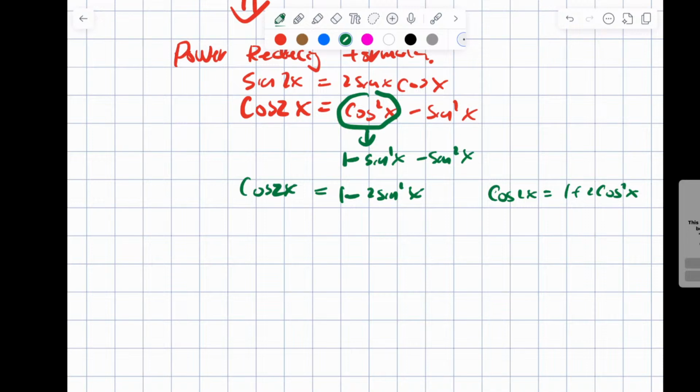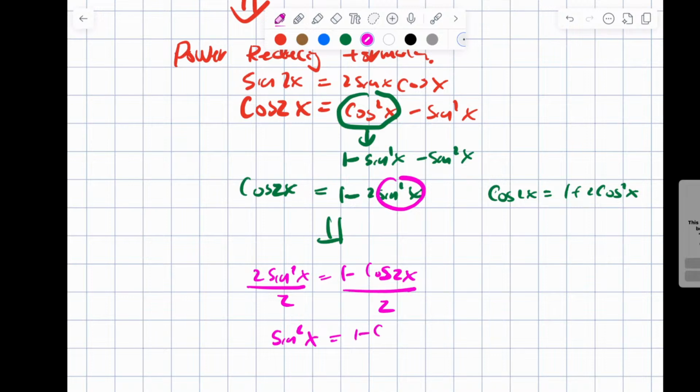Now power reducing is nothing different. Power reducing is just taking a second power and reducing it to the first power. What do I mean by that? Imagine that you have this, and I just evaluate sine square, which means I'm going to move it to the other side. 2 sine square of x equals 1 minus cosine 2x. Now divide by 2 on both sides. So sine square of x equals 1 minus cosine of 2x over 2.